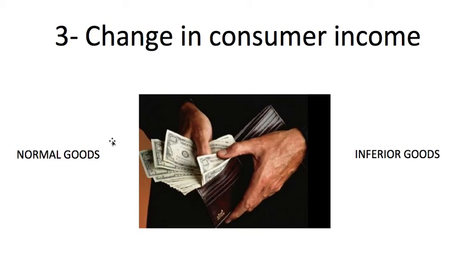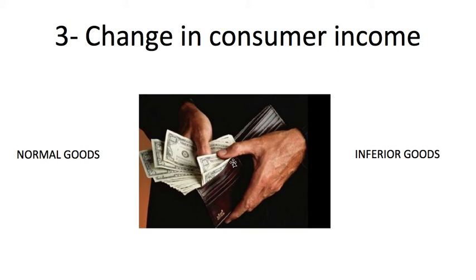The third factor is changes in consumer incomes. Here, basically how much purchasing power the consumers have and how much income they receive affects their behaviors in terms of demand. But there are two parts that we need to look at. Is the good or service that we are looking at a normal good or an inferior good? Those two behave in opposite directions.